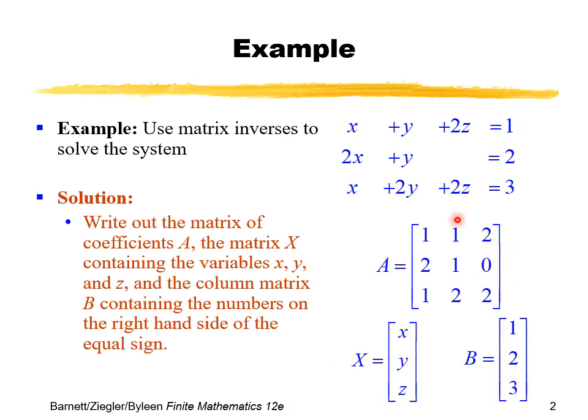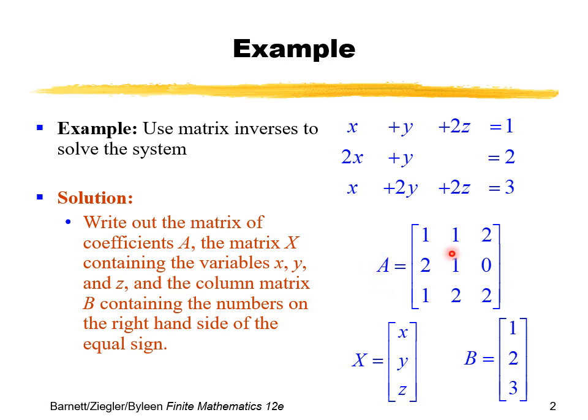As we said, the first matrix is the coefficient matrix A, the matrix containing the coefficients. The matrix X contains the variables x, y, z, and the column matrix B contains the numbers on the right-hand side of the equal sign, which is the constant matrix. So we have two column matrices, the unknown matrix and the constant matrix, while the matrix of coefficients is a square matrix.